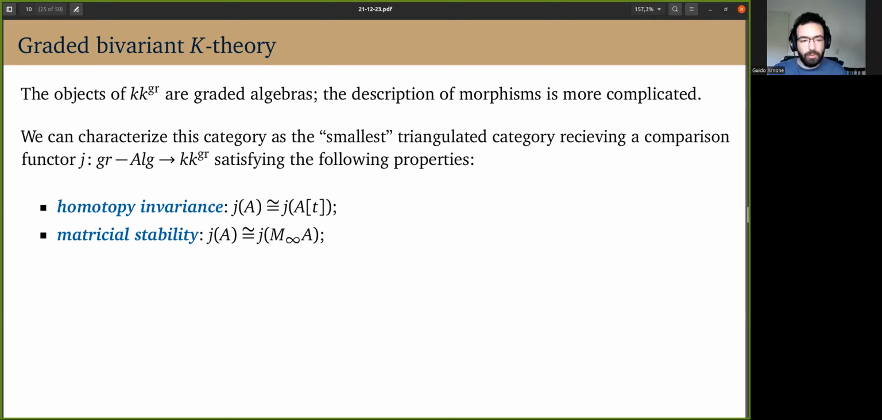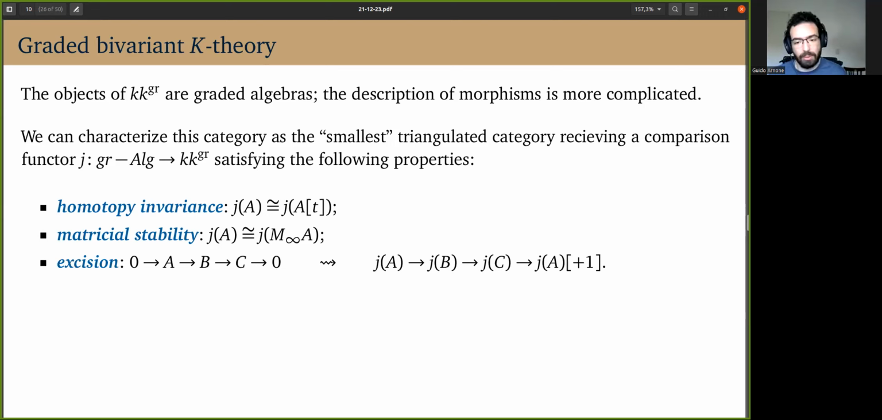And well, the third property is maybe a bit harder to state informally, but it is excision. What this roughly says is that if one has a short exact sequence of graded algebras, then it produces a lot of long exact sequences between them. Formally, this category KK is triangulated, and this short exact sequence gets mapped to a triangle in the category KK. But very, very informally speaking, one can produce a lot of long exact sequences out of short exact sequences of algebras.